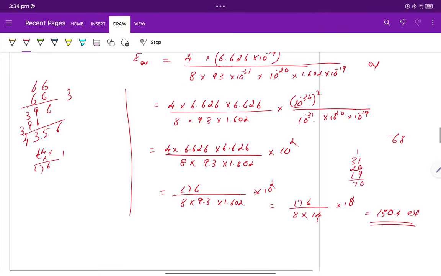Please remember, you cannot use a calculator in the CUET exam, so you should practice the numerical values.